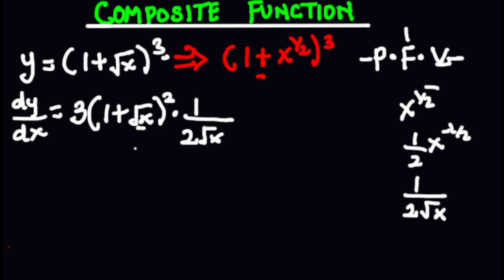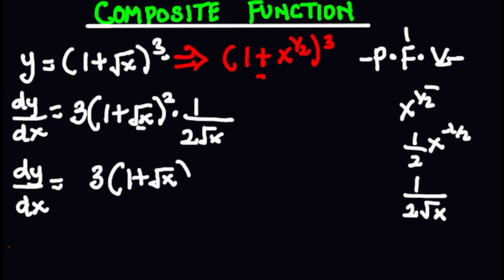So I can just go ahead and simplify, so that I'm going to have dy by dx to be equal. I'm going to have this to be 3 into brackets 1 plus root x, all this power of 2, then divided by 2 root x. So this should be the answer, right? This is going to be the answer. So that's just it. So now let's go ahead and try another question.